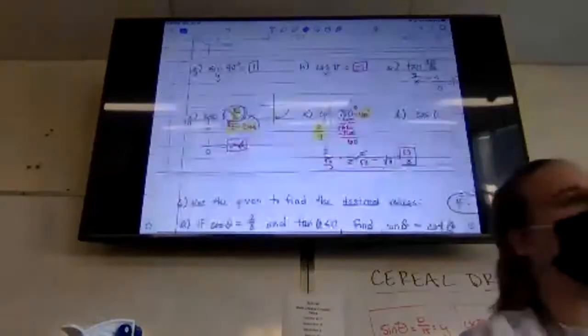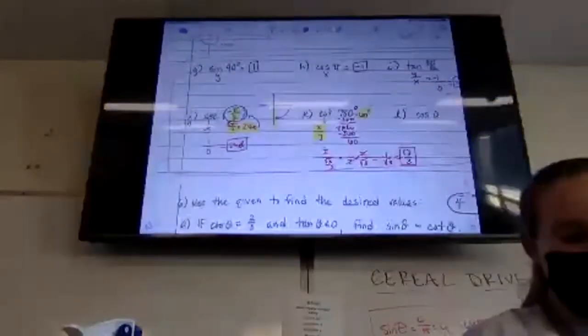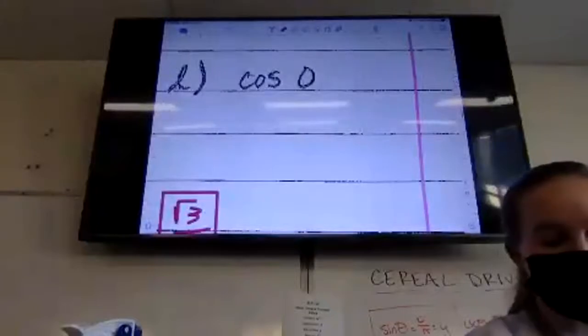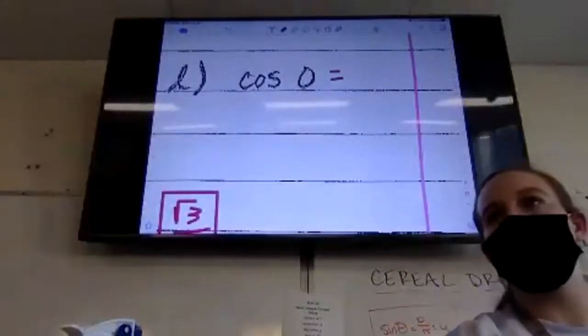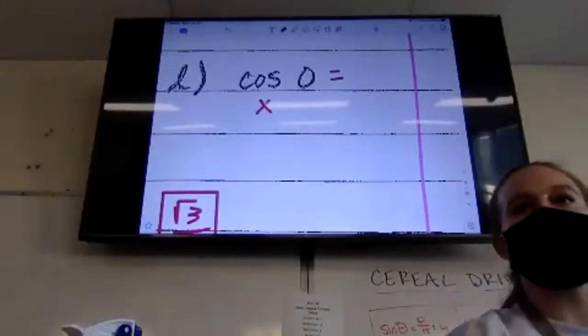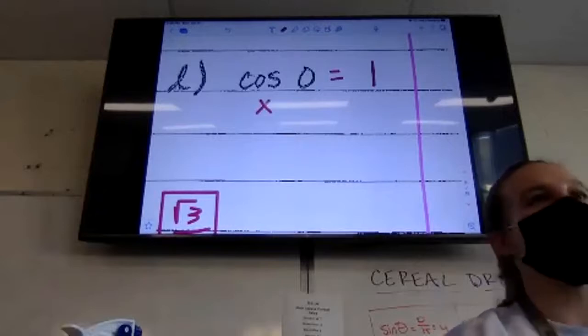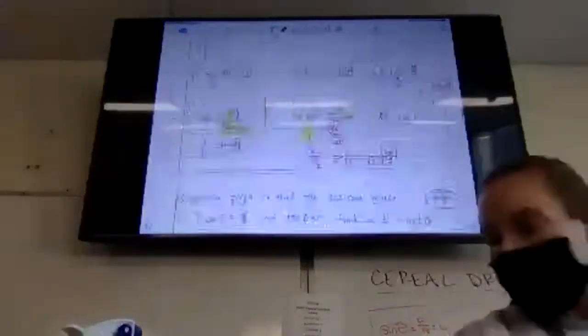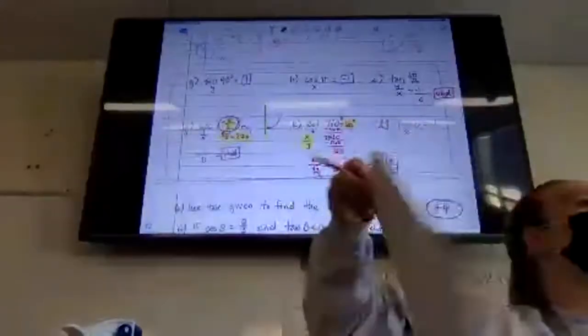Awesome. Anybody else questions? I think the last one actually might be the easiest one. Cosine of 0. Cosine is what in terms of X and Y? X. And what's your X at 0? Awesome. 1.